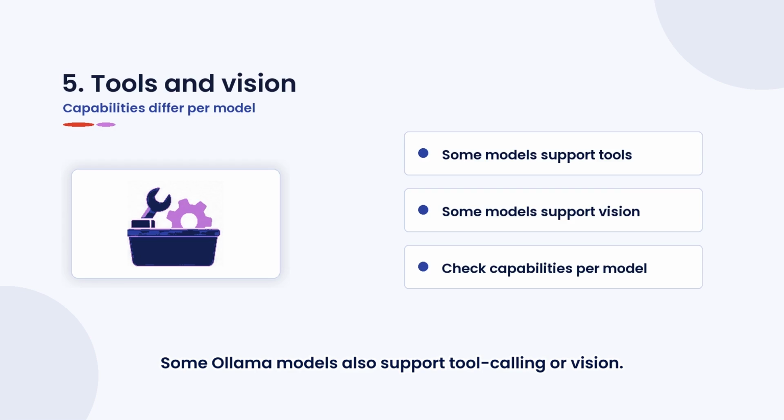Some Ollama models also support tool calling or vision. That means the model can do more than generate text. Check the available capabilities per model before you use it in a workflow.